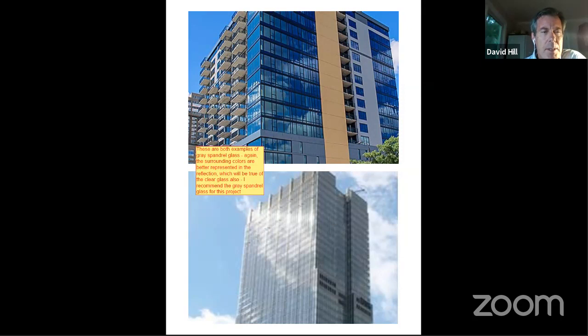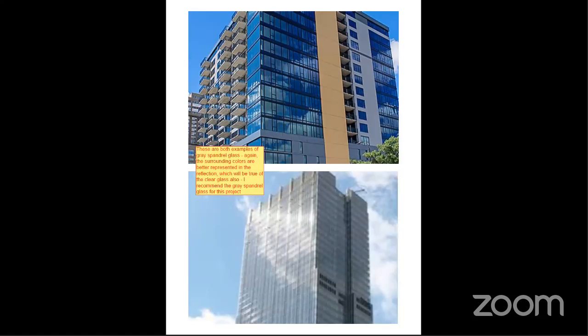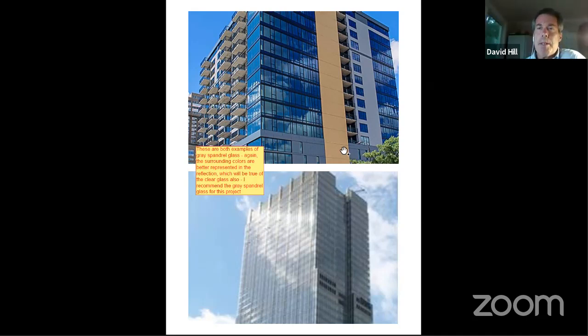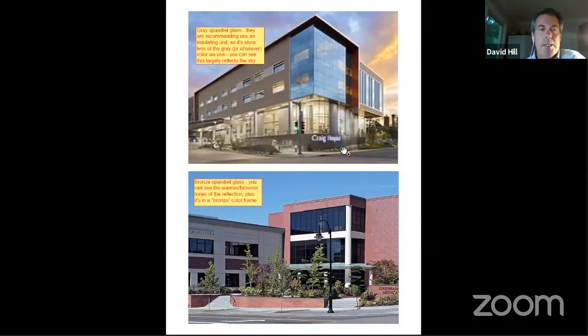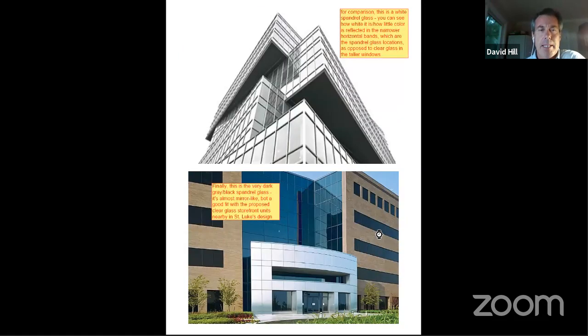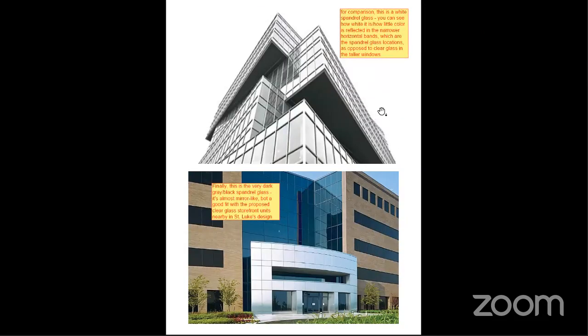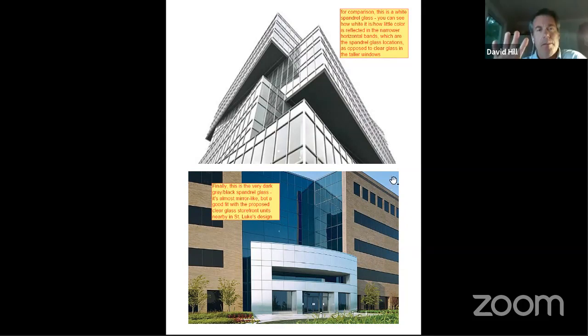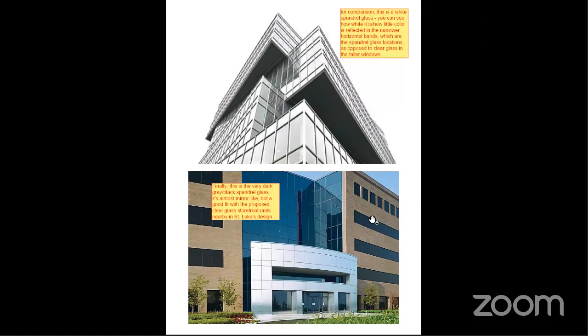This third page, these are both examples of a gray spandrel glass. Again, the surrounding colors are better represented in the reflection. True of the clear glass also. So I guess to wrap up my part of this, and we can go back and look at any of these pictures in more detail, I went everywhere from a gray spandrel glass on the top of this image to a bronze spandrel glass, which is on the lower image. Becca, if you wouldn't mind going to the next page there, even to a white spandrel glass. And then on the top here a grayish black spandrel glass.